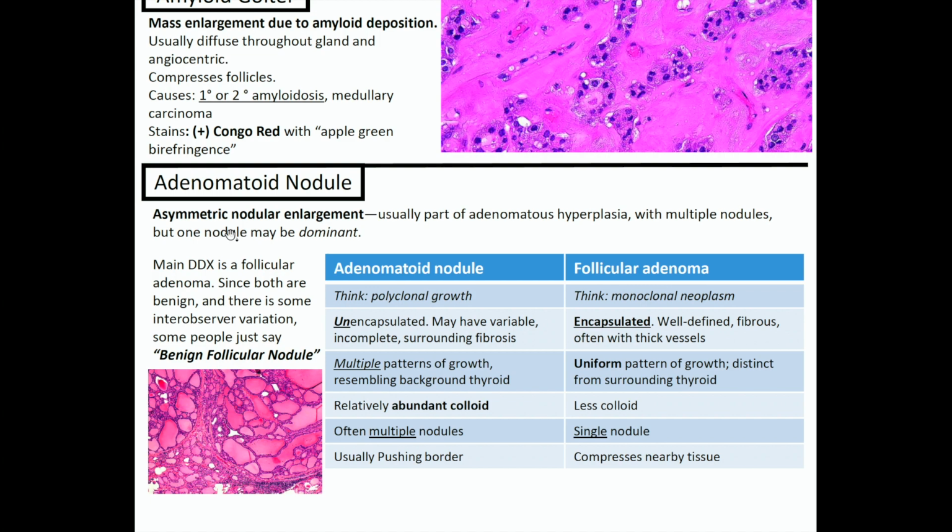Next up, we've got adenomatoid nodule, which is an asymmetric nodular enlargement. Usually it's part of adenomatous hyperplasia with multiple nodules, but one nodule may be more dominant. The main differential diagnosis is a follicular adenoma. Since both are benign and there is some inter-observer variation, some people just say benign follicular nodule, or BFN.